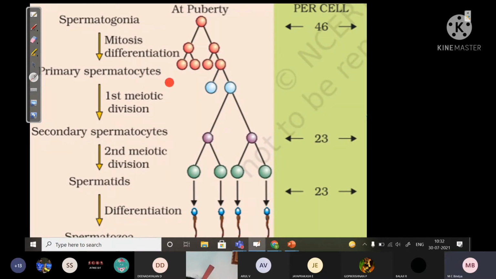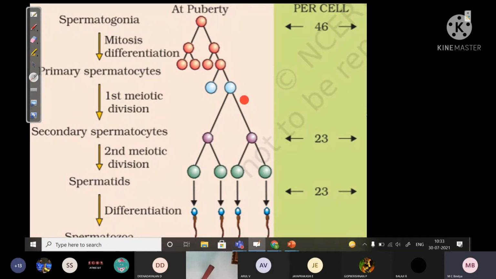Regarding ploidy, spermatogonia have 46 chromosomes, they are diploid. Since primary spermatocyte is a product of mitosis only, they will also be diploid with 46 chromosomes. But after the first meiotic division, secondary spermatocyte is produced, so it will be haploid with 23 chromosomes, half the number of chromosomes. Secondary spermatocyte will become spermatids with the second meiotic division. Still, it will be haploid only because the second meiotic division is somewhat like mitosis. That's why it will be 23 itself. So every sperm will be haploid with 23 chromosomes.